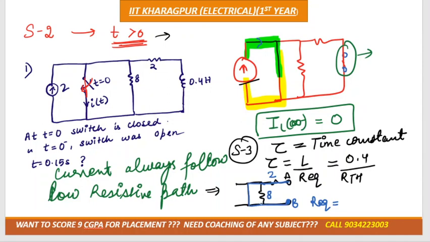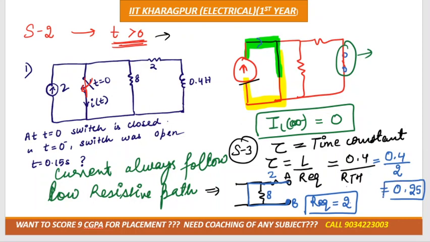So 8 ohm is coming in your path? No, 8 ohm is not coming in your path. So can we say that R equivalent is only equal to 2? That is equal to RTH, right? So RTH is 2 ohm. So tau would be 0.4 divided by 2, and tau would be equal to 0.25. Understood?